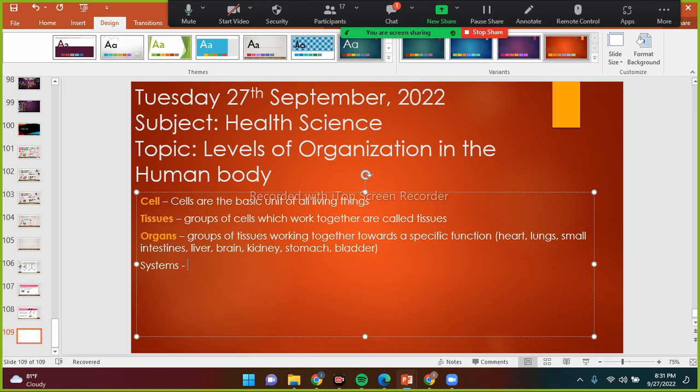So systems are groups of organs working together to perform a specific task. Give me some examples of some systems in the human body. Don't be afraid. Systems.